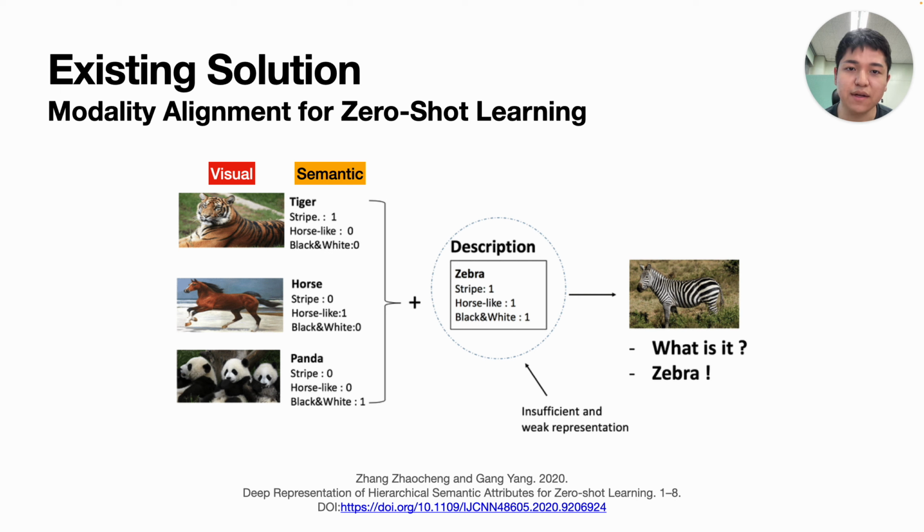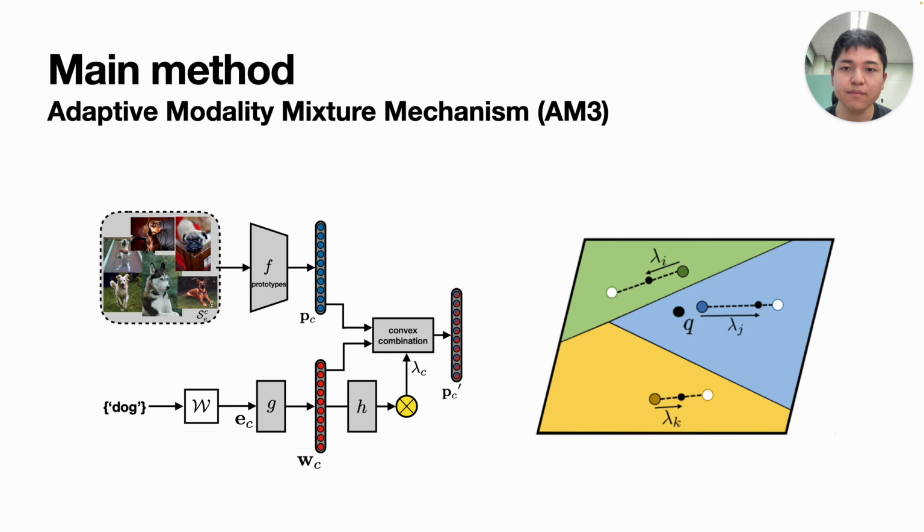They compared their model with modality alignment. It is originally used for zero-shot learning. Zero-shot learning enables the classification of an image with only textual attributes. They used the model for zero-shot learning as a baseline because it handles visual and semantic modalities together.